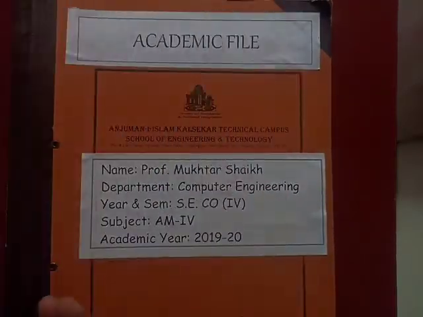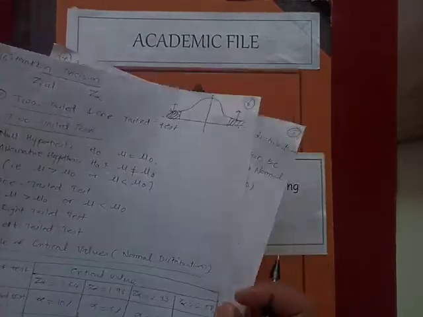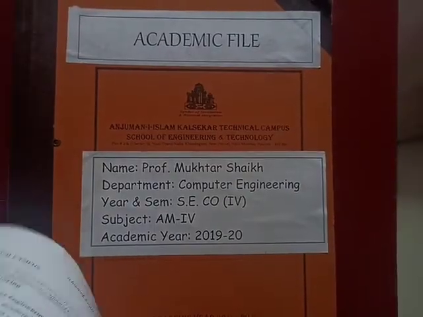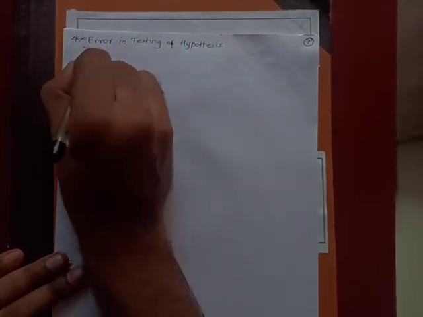Next concept is errors in testing. Page number 7. Now, while solving these examples, or while testing a hypothesis, when checking whether the hypothesis or assumption is correct or wrong, there might be some errors, right? So what are those errors?